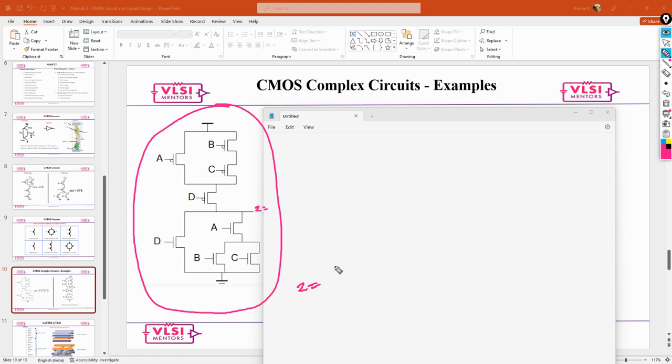A into (B plus C), A into (B plus C), plus D, whole bar. Okay, so this is one answer. Anyone else?